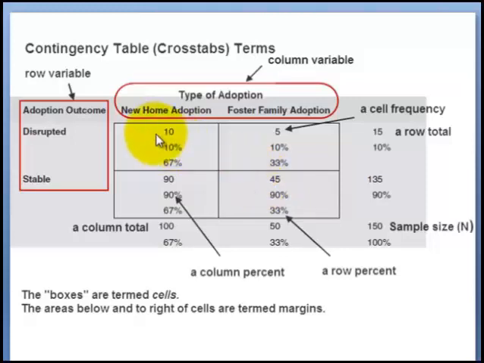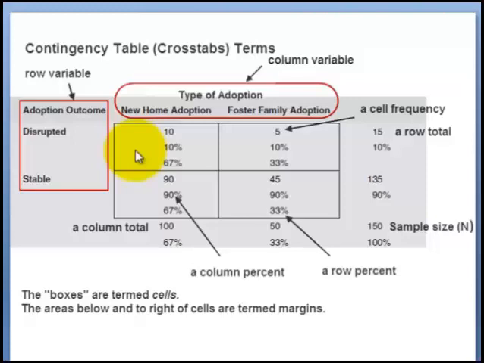And let me mention quickly again that cell frequencies sum respectively to row totals and to column totals. So for instance, going down the new home adoption column, the cell frequencies 10 and 90 sum to the column total of 100. The percentages inside each cell are cell percentages.